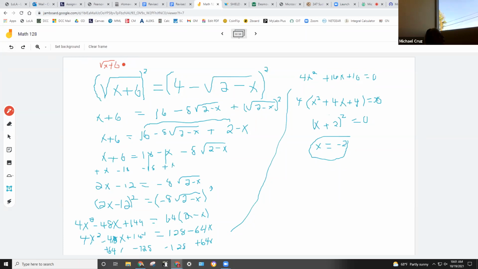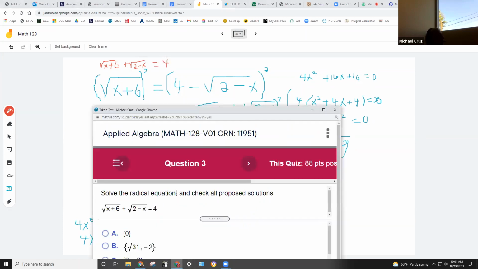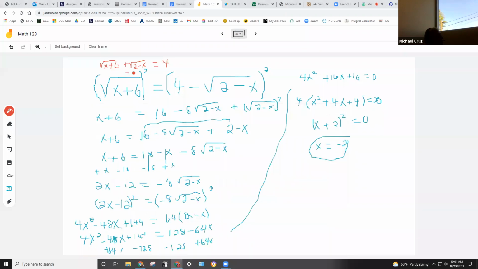So it was plus the square root of 2 minus x is equal to 4. If you square it as it is, you get 16 on the right, but you're going to have a whole jumbled up mess on the left. So the best advice is just to subtract this one.